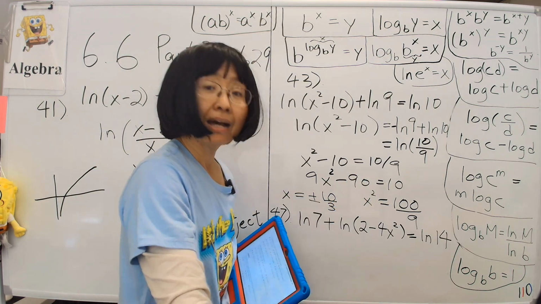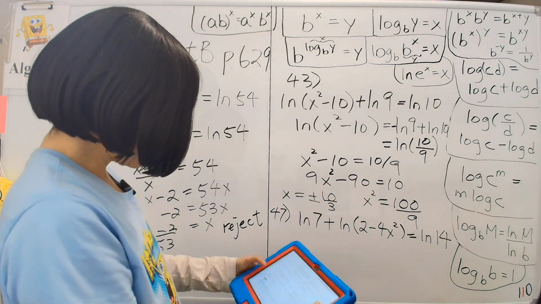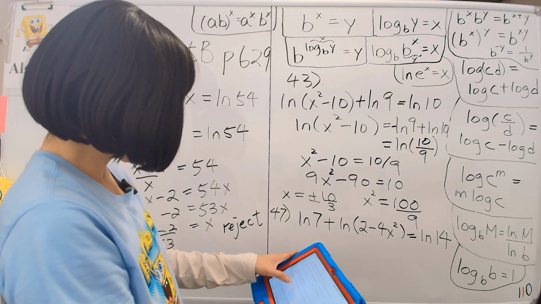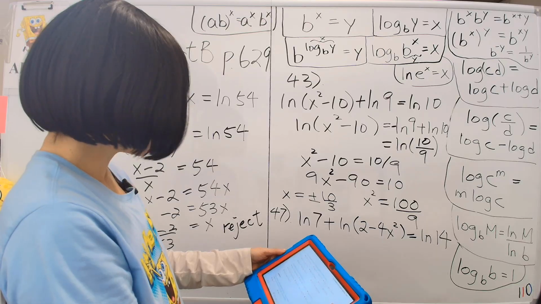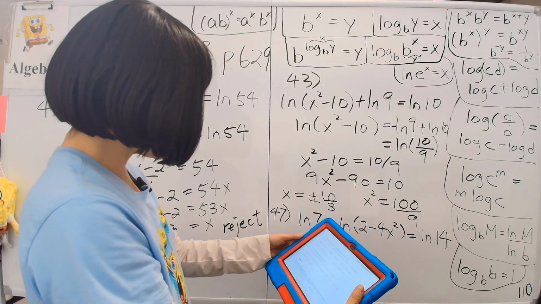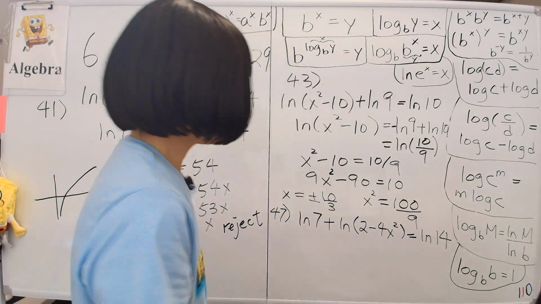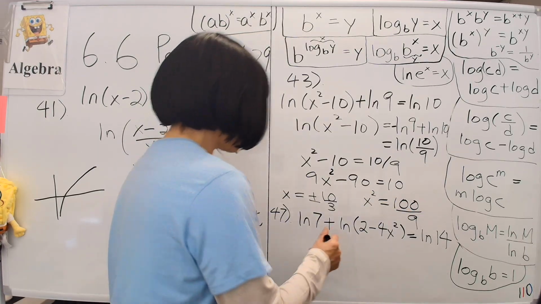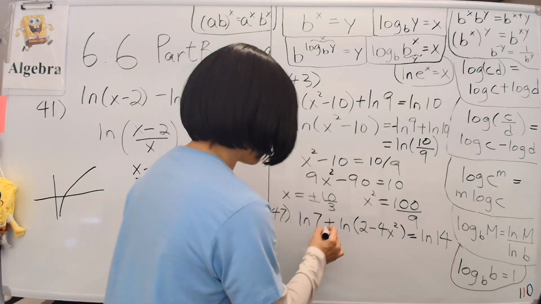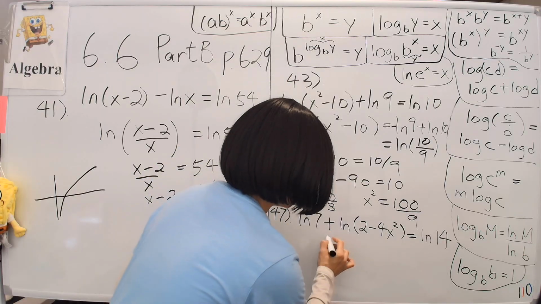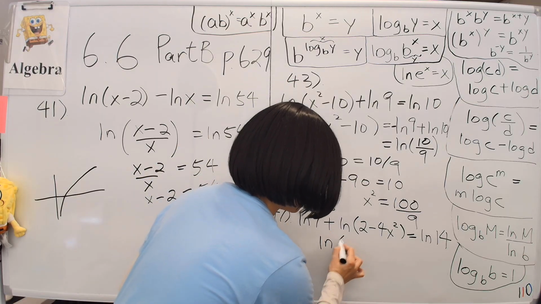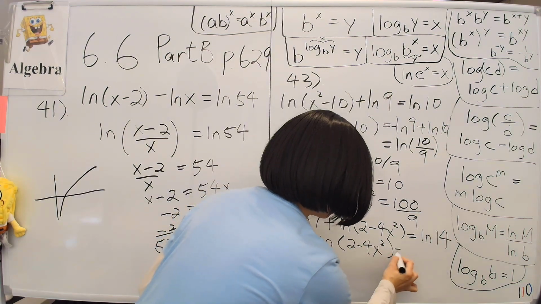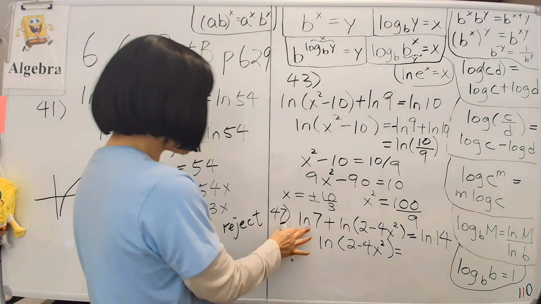Next, let's have problem 47. Let me write it down. Okay, problem 47 says natural log of 7 plus natural log of 2 minus 4x squared equals the natural log of 14. Okay, so let's do that. Now this time, the x only shows up in one spot, so we can kick everything else to the other side. Doesn't matter what it says. So then we have natural log of 2 minus 4x squared, write that down. We have that equals natural log 14 minus natural log of 7.